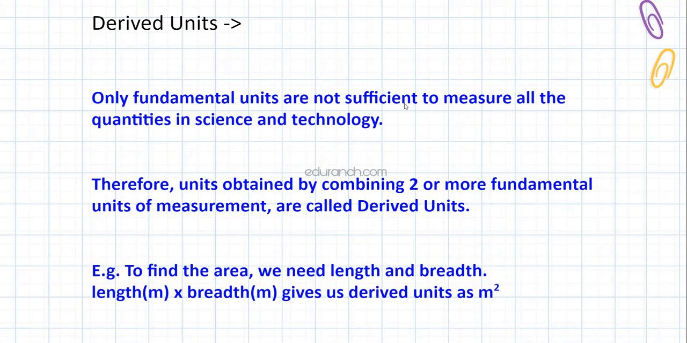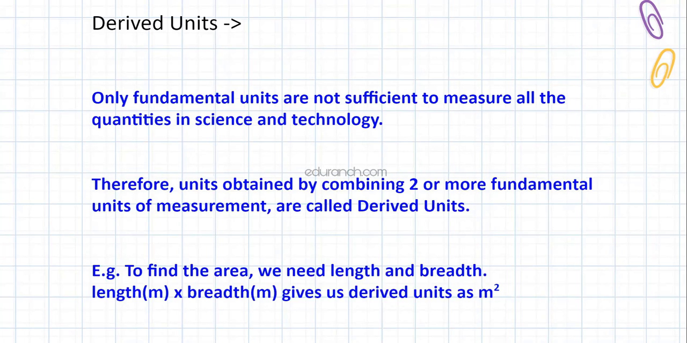So now we have already discussed a little bit about derived units. Let's look at it again. Derived units are used where fundamental units are not sufficient to measure. Why do we actually use derived units? Let's first look at this. We cannot measure every quantity in science and technology only by using the fundamental units. We need to combine two or more fundamental units of measurement to find the value of other specific units. So in that case, we need the help of derived units.